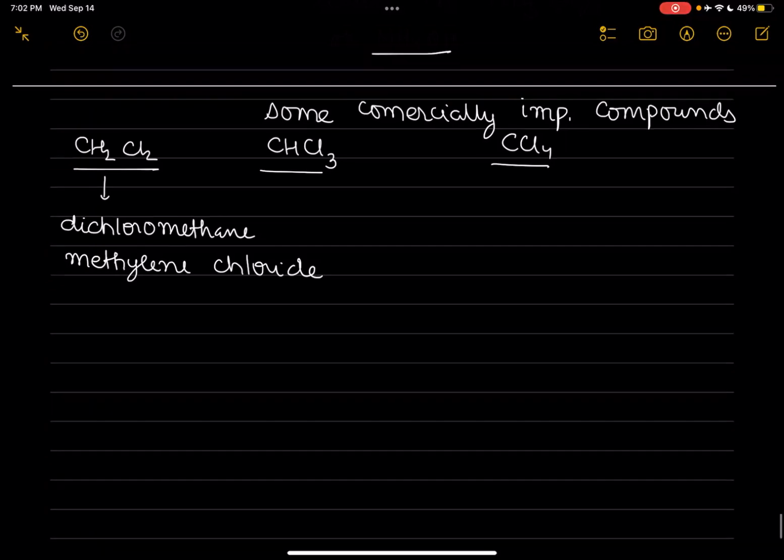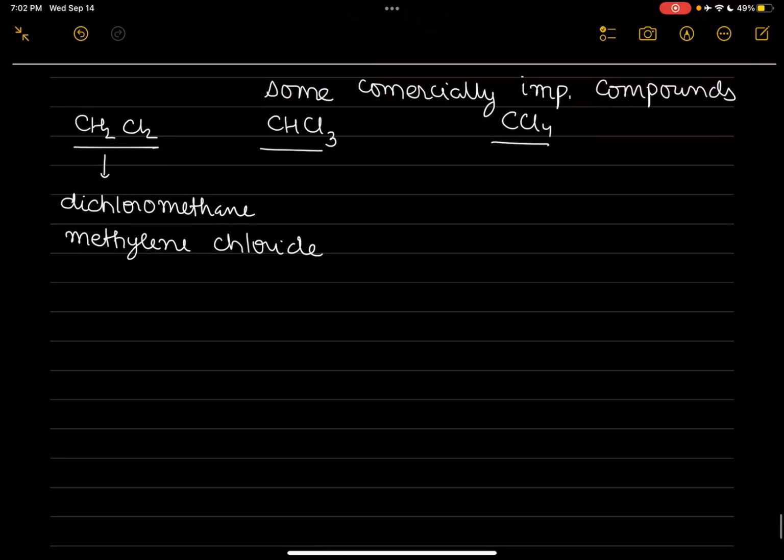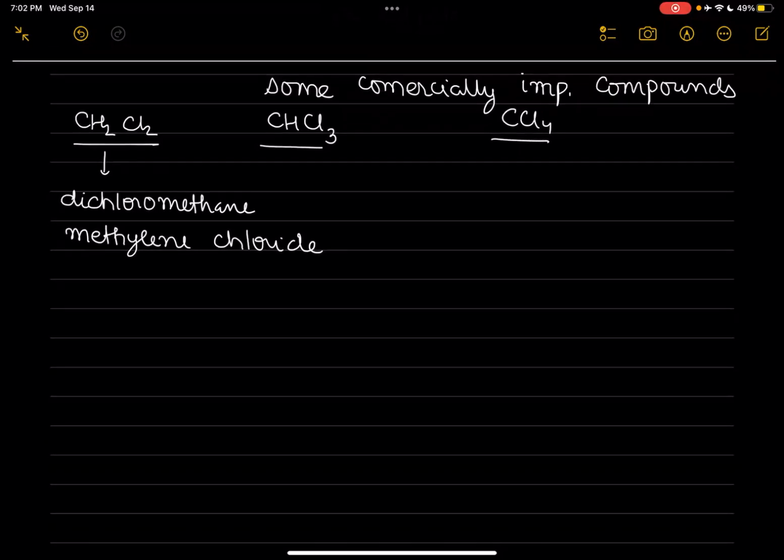We started with a discussion of some important compounds of alkyl halides, commercially important, which are used in industries. These are actually polyhalogen compounds. So this is a liquid and it is used as a solvent.